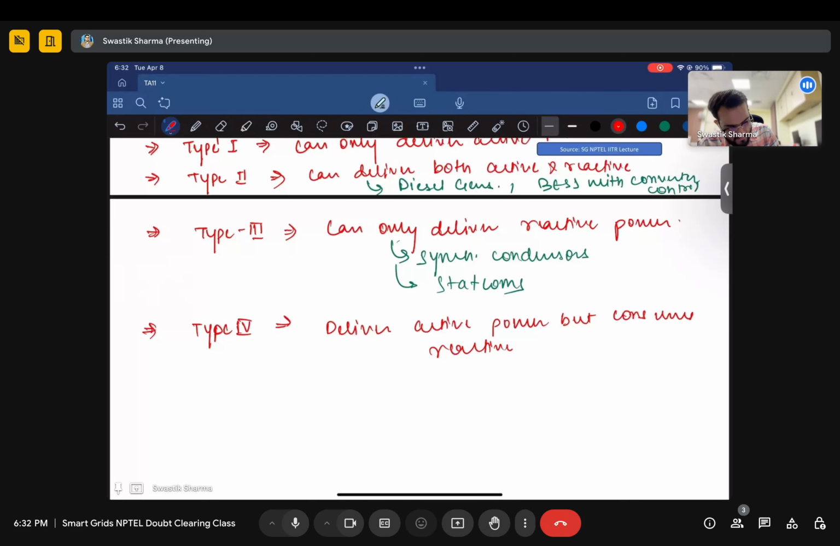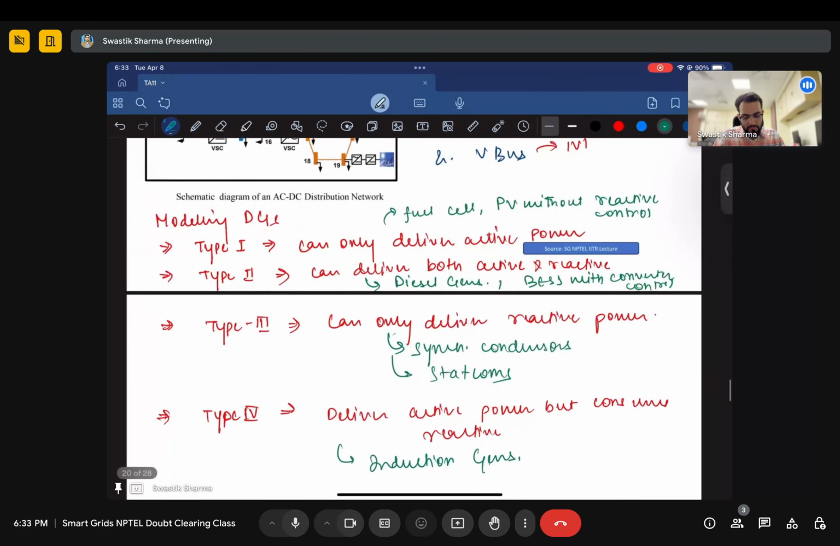And what is an answer for this? The answer is induction generators. So what do they do? Induction generators need to develop a rotating magnetic field. To develop that rotating magnetic field, they need to consume reactive power. But at the end of the day, what they give is electric power. So induction generators are one such distributed generating device that deliver active power but consume reactive power.